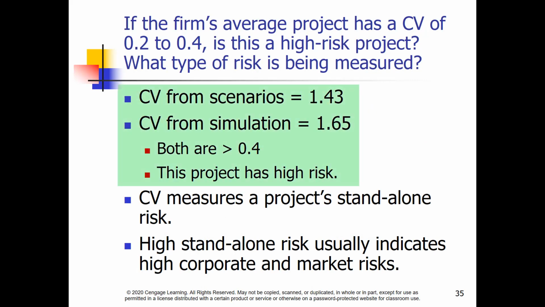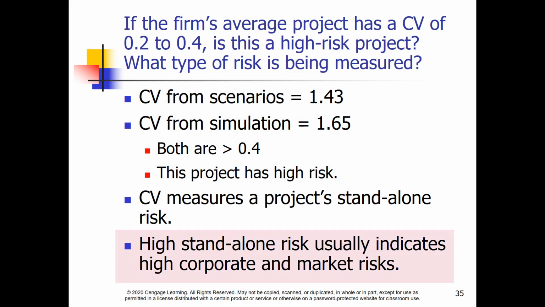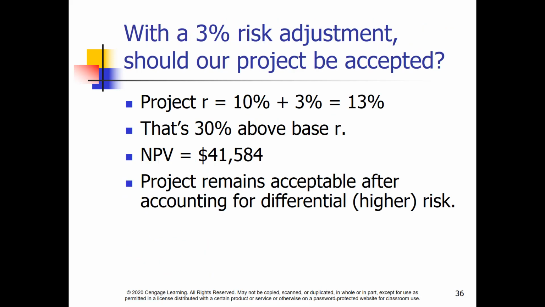If we look at the coefficients of variation from the scenarios and the simulation, we see that both are well above the average for the firm, indicating a high-risk project. While we have measured standalone risk, this usually indicates high corporate and market risk as well. If we consider this a high-risk project, then one way to adjust for risk would be to increase the discount rate from 10% to 13%. The project remains acceptable as the NPV is still well above zero. Note that you can see this for yourself by changing the cost of capital in the Chapter 11 case Excel file to 13%.